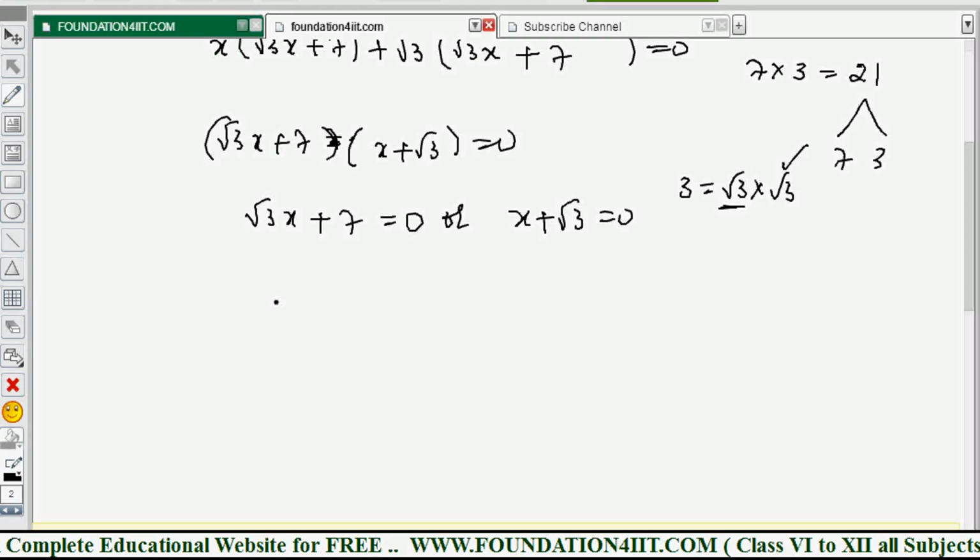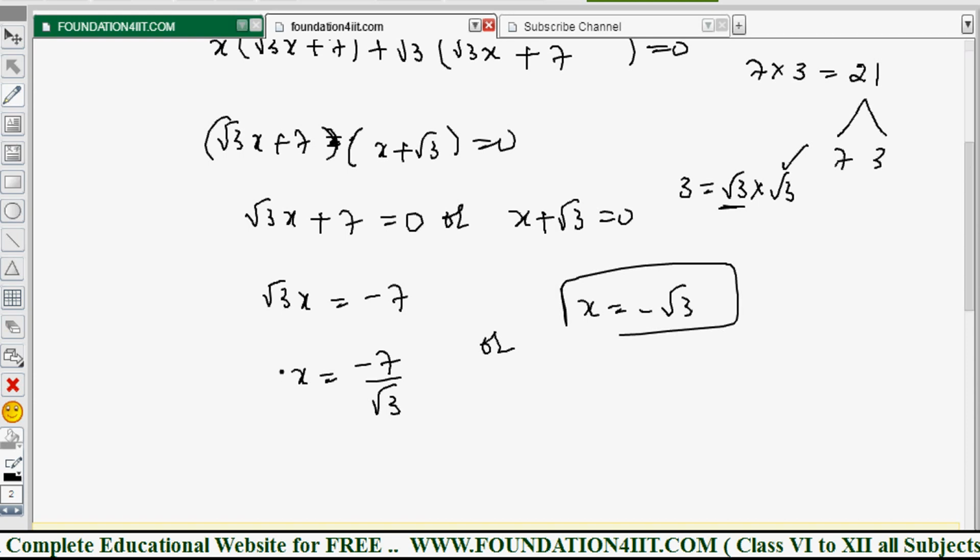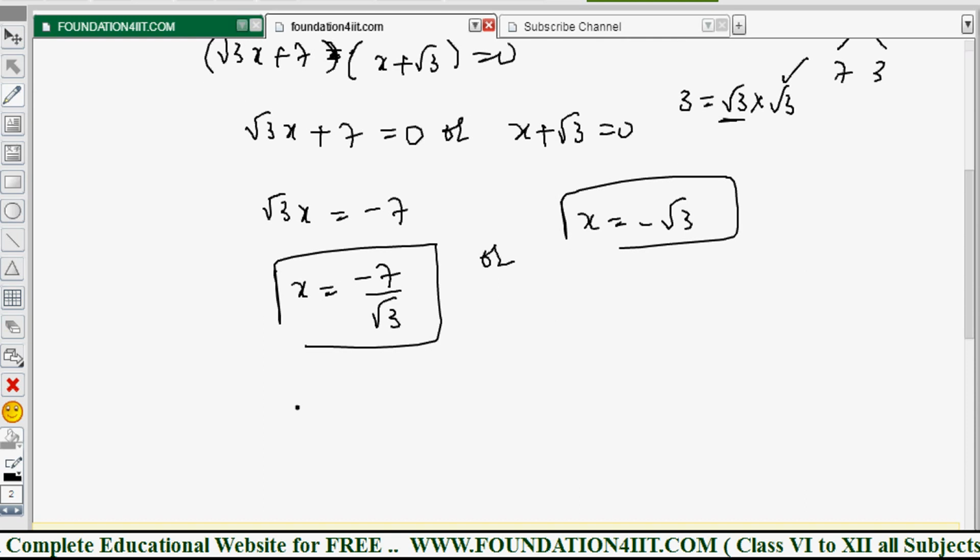Now from both of these, root 3x is equal to minus 7, then x is equal to minus 7 by root 3, or here x is equal to minus root 3 directly. X is minus root 3 and one more is x is minus 7 by root 3. So these are both the solution set.